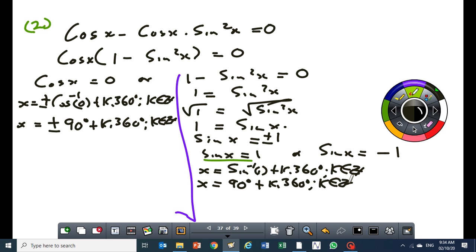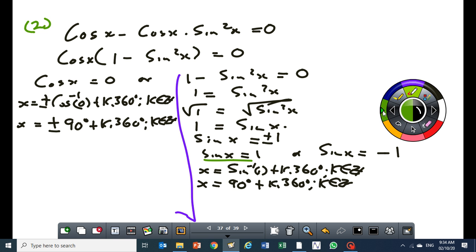This is unique for sine and cos. Sometimes, if you've got cos and sine in the same equation, you might get the same general solution for both of them. So you've got x equal to plus or minus 90. If I don't write it, how would you know that it's possible? Alright, so x equal to plus or minus 90 degrees plus k times 360, where k is an integer, is also accommodated there.